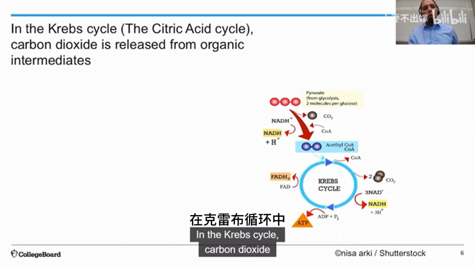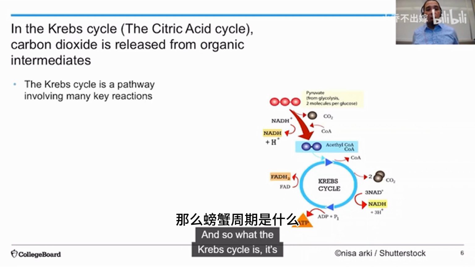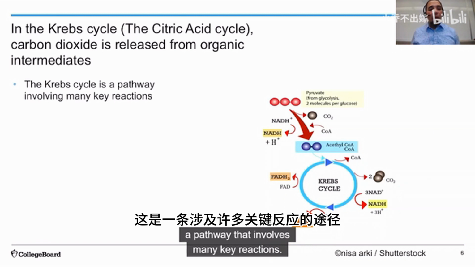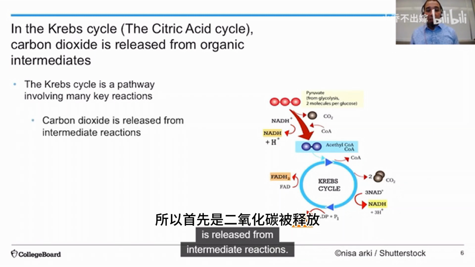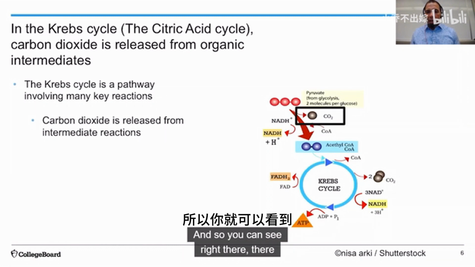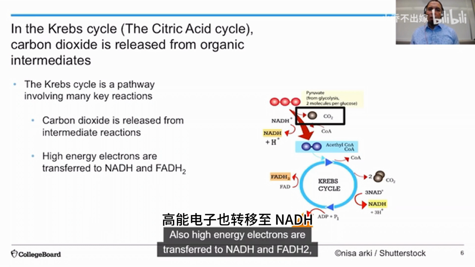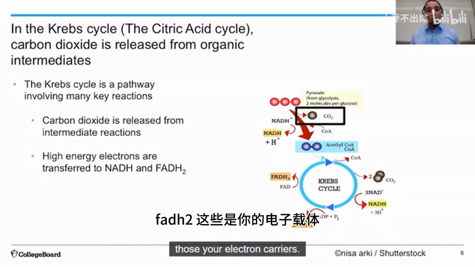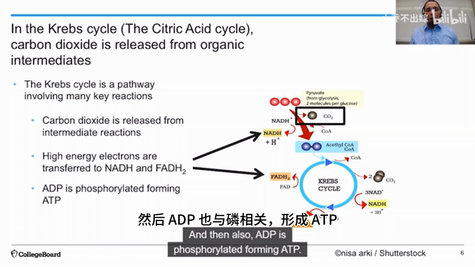In the Krebs cycle, carbon dioxide is released from organic intermediates. And so what the Krebs cycle is, it's a pathway that involves many key reactions. The first being carbon dioxide is released from intermediate reactions. And so you can see right there, there is that CO2 being released. Also, high energy electrons are transferred to NADH and FADH2. Those are your electron carriers. And so there's the NADH there, and there's your FADH2 there. And then also ADP is phosphorylated, forming ATP.